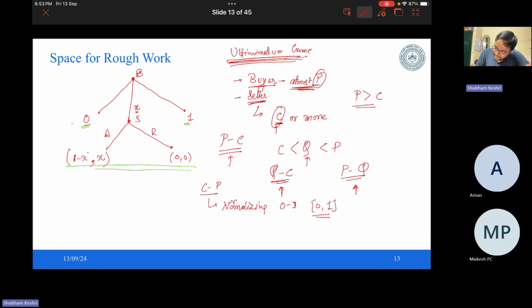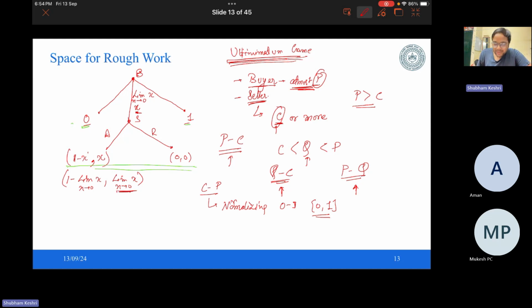Now you see this ultimatum game, the buyer will always try to minimize this value of X. And he can do this using limit. So suppose instead of X, he is paying limit X where X tends to 0. And what will this become? 1 minus limit X where X tends to 0, comma, limit X where X tends to 0.